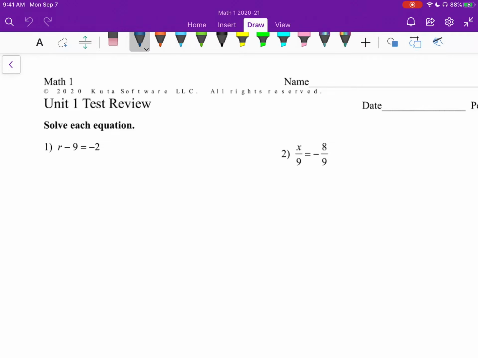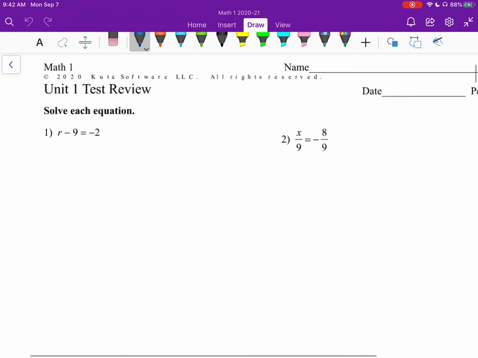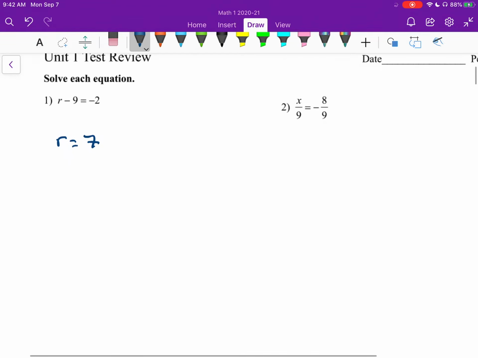Okay, Math 1, Unit 1 test review. So we're going to try to get r by itself in number 1. We add 9 to the other side, and we get r equals 7. Number 2, I multiply by 9, and I get x equals negative 8. Right, I multiplied by that 9 because it was in the denominator.